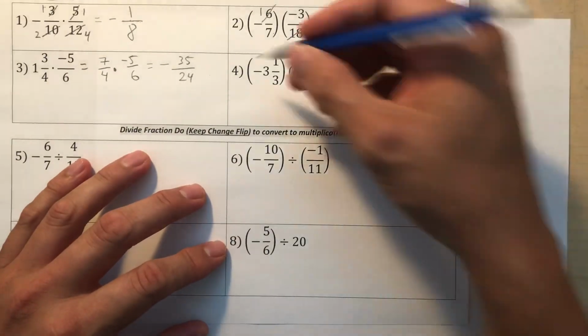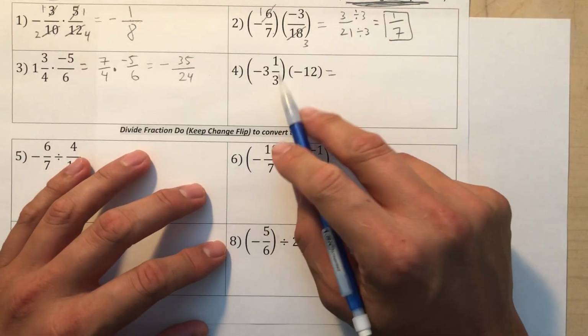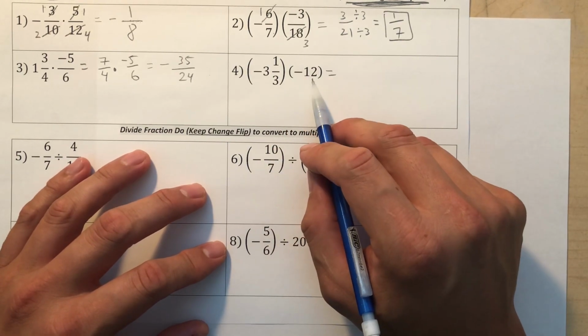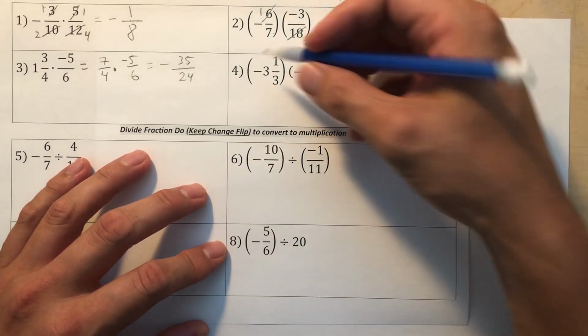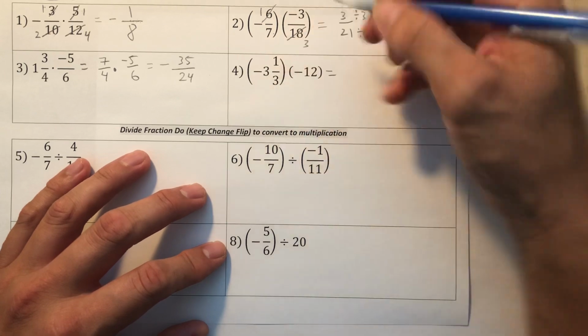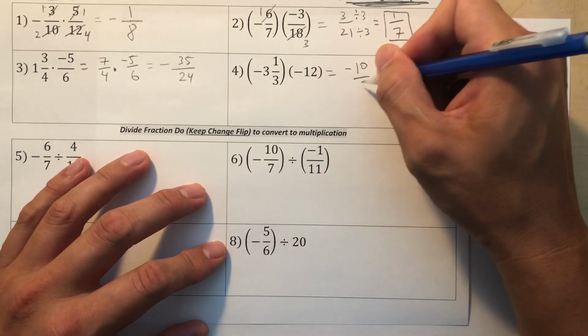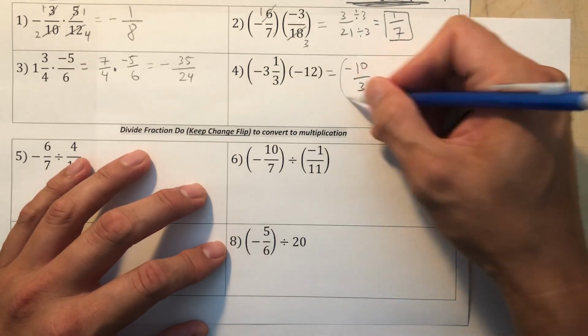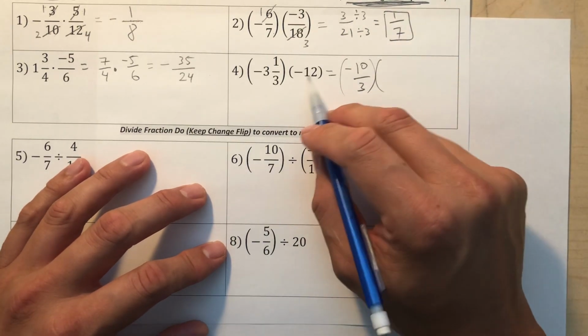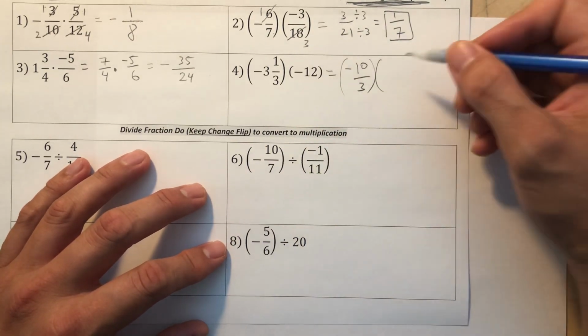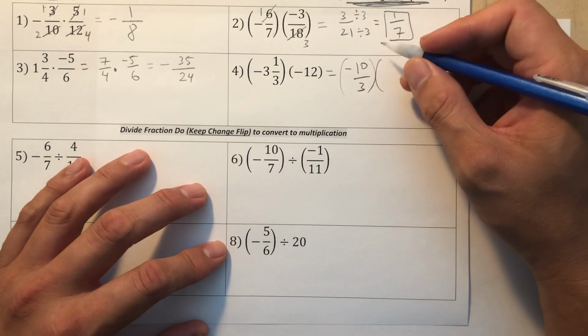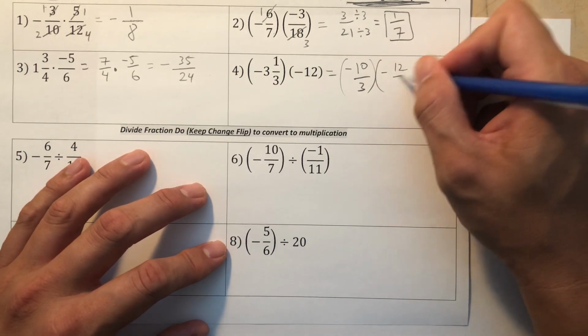Number 4, this one here has 2 things for me to do. I got to make this into an improper number, and I got to make this one into a regular fraction number also, okay? So 3 times 3 plus 1, that gives me a negative 10 over 3. Times, now I could use a parenthesis, sure. And then anytime when you want to make a whole number into a fraction, you guys just have to make it into over 1. Okay, so negative 12 over 1.